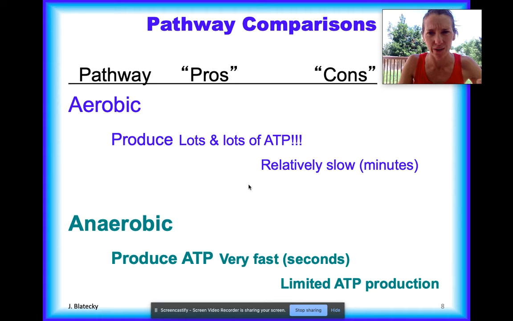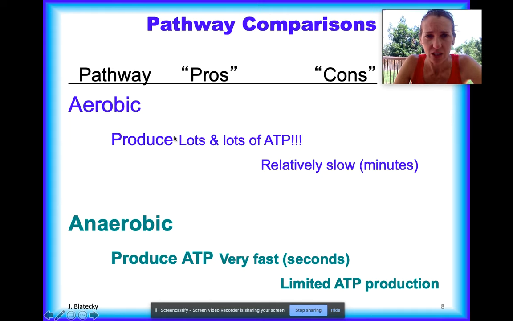A quick compare and contrast. So certainly with the aerobic pathway, it takes a little bit longer to generate that ATP because if you think about the Krebs cycle and the electron transport chain, there are a lot of steps involved, a lot of just mechanical, chemical steps in order to get that ATP. And so it is relatively slow.